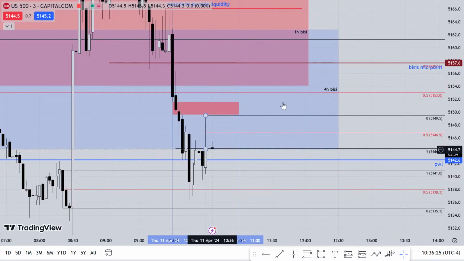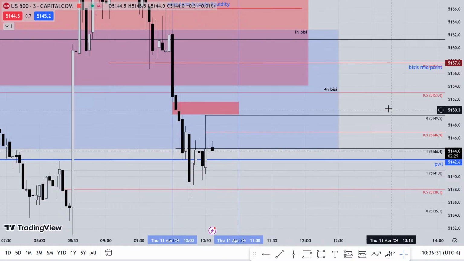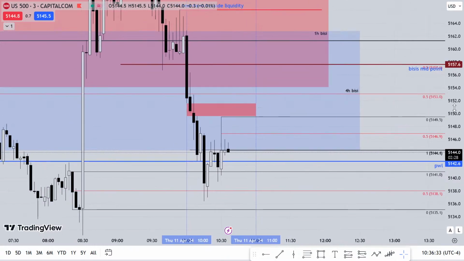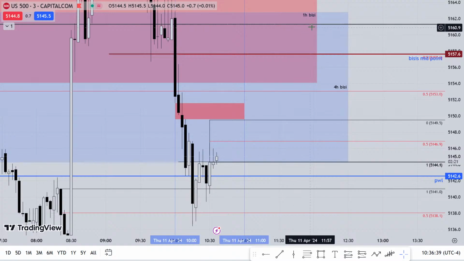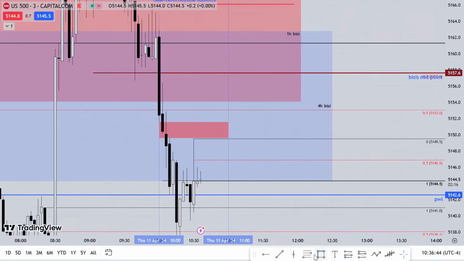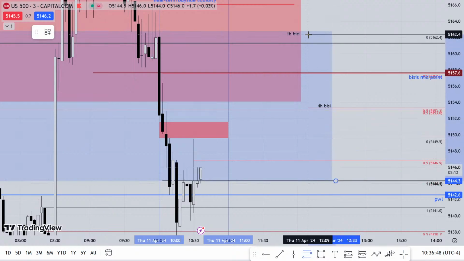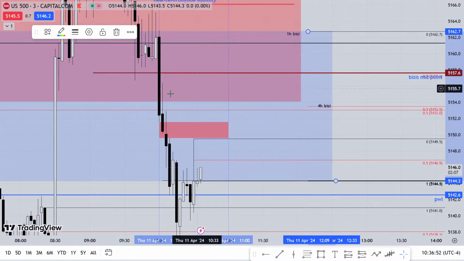So we're currently at the low of this 4-hour BC. We want to see price react from this low of the 4-hour BC to at least the midpoint of the 4-hour BC. So yeah, there are too many fibs on my chart, but it's okay, just to illustrate what I'm trying to do.